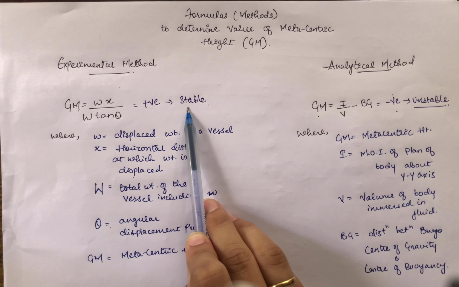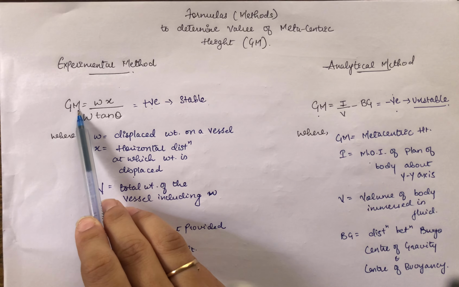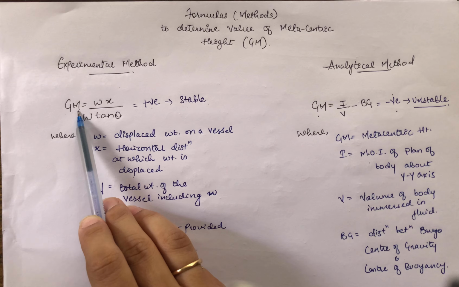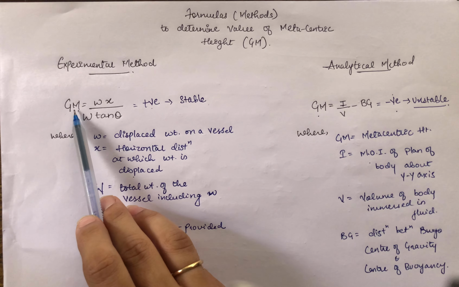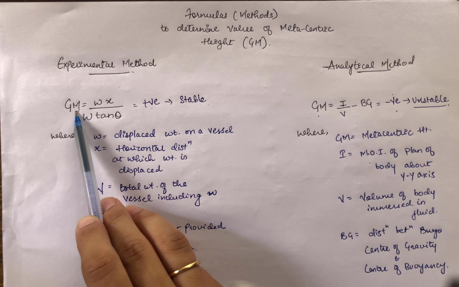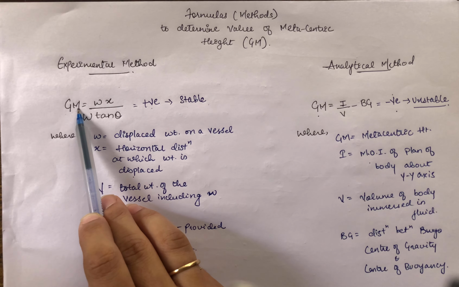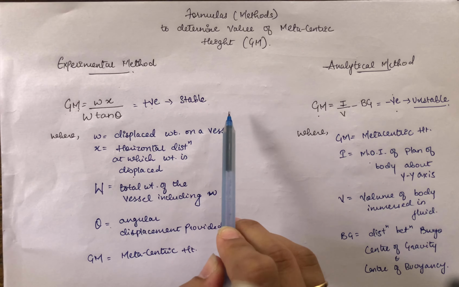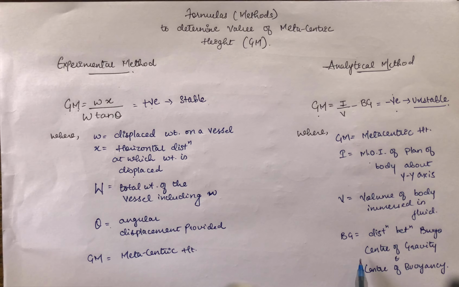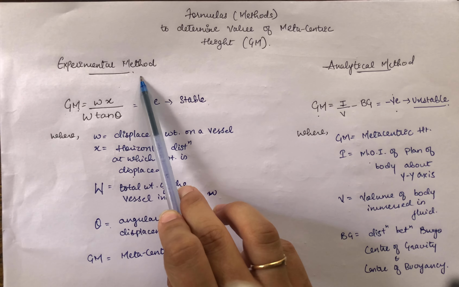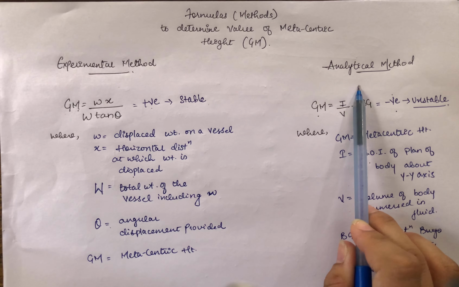One more thing I want to say over here: the larger the value of GM, the more will be the distance between center of gravity and metacenter, resulting in higher stability of the floating body, and the lesser the value of GM, that is the less distance between center of gravity and metacenter, the lesser will be the stability of the floating body. So this is the basic difference between the two methods, which is generally also asked in GPSC exams. Generally formulas are asked, that is, how we can determine the value of GM through the experimental method as well as through the analytical method. Thank you.